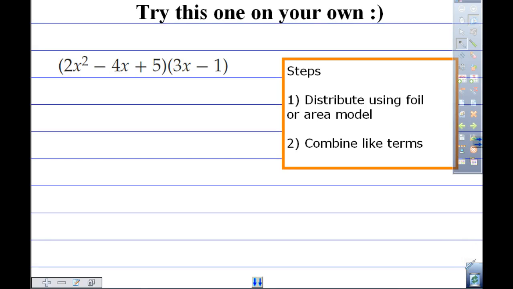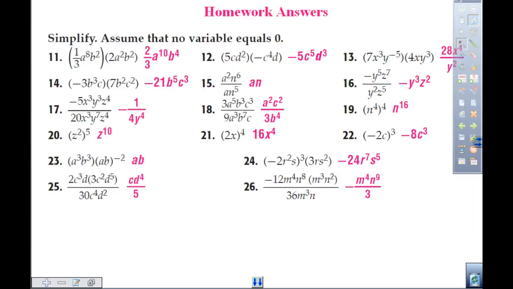Check with someone next to you once you've got it, just to make sure we're 100% correct. We didn't miss a negative or miss something small. And when you're ready, I also have the answers here from the homework, I believe, so we can check those out as well.